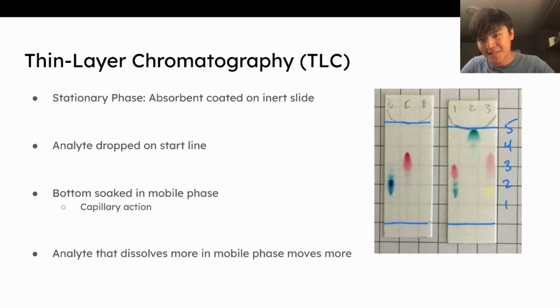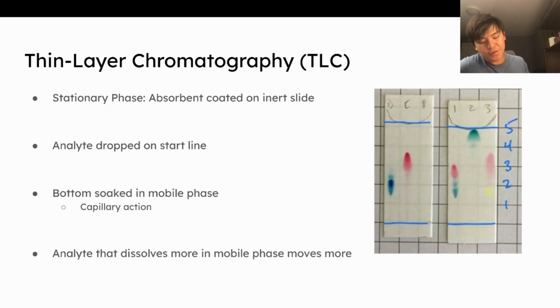Okay, lastly, we have thin layer chromatography. And this is the most common one you would use. Some people do this in high school or university. It's a very easy way because it's just like a little slip of paper, and you can just do it. It's not paper, but it looks like paper.